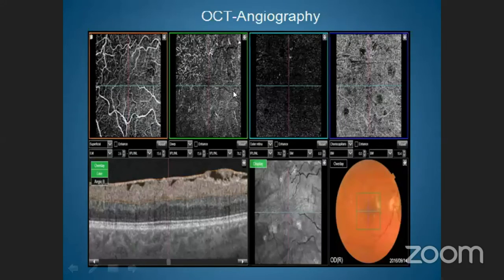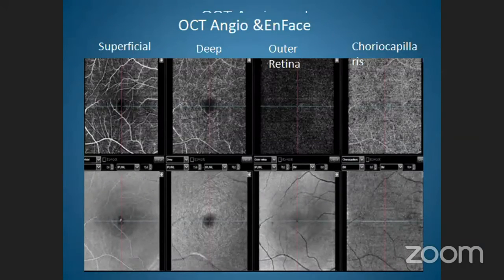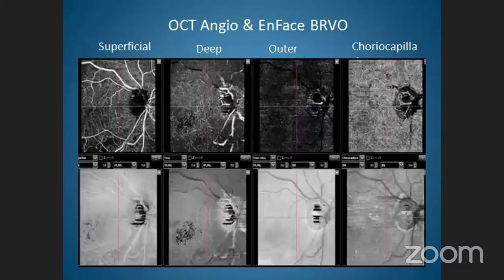So important here is that the outer retina is basically the region which is supposed to be avascular, and any hyperreflectivity in this particular area would suggest that there is a type 1 choroidal neovascular membrane. So these are the image sections: the superficial vascular plexus along with the en face picture, the deep vascular plexus, the outer retina, the choriocapillaris.